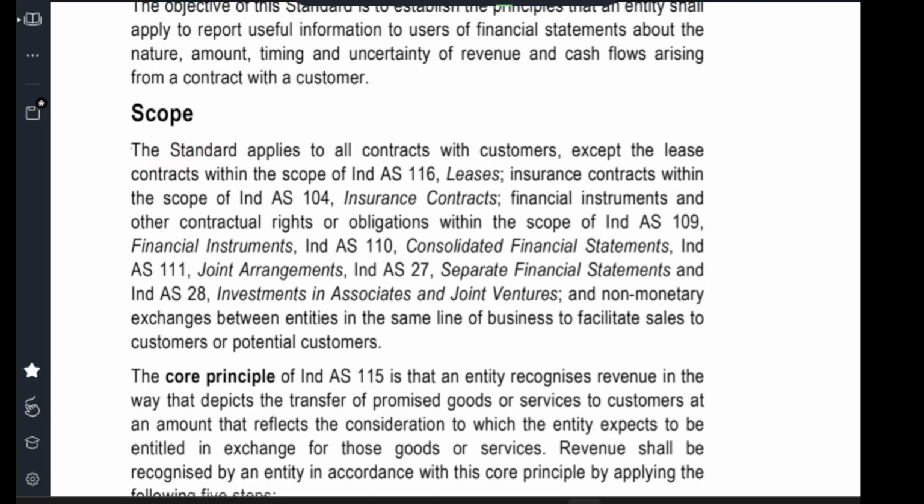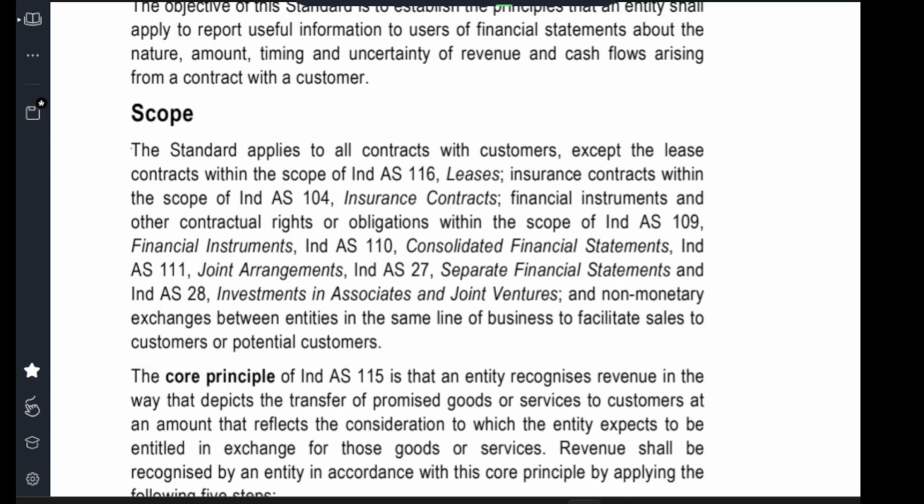The scope of it: the standard applies to all the contracts with customers. But it does not apply to Ind AS 116 leases, Ind AS 104 insurance contracts, Ind AS 109 financial instruments and other contractual rights and obligations within the scope of Ind AS 110 and Ind AS 111 consolidated financial statements, Ind AS 27 separate financial statements, Ind AS 28 investments in associates and joint ventures, and non-monetary exchanges between entities in the same line of business to facilitate sales to customers or potential customers.